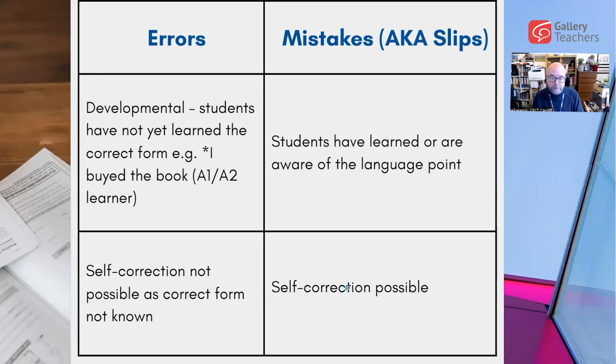Self-correction is therefore possible. But if you're working with a group of students who have never seen a given form, they've not been taught it, think about how realistic is it to ask the students in groups to self-correct. Maybe only the top 1 or 2 students in the class who are fast finishers and know a bit more English may know the point. So we need to consider how we correct based on whether the incorrect use of the language derived from an error, a developmental problem, or a mistake, a slip.